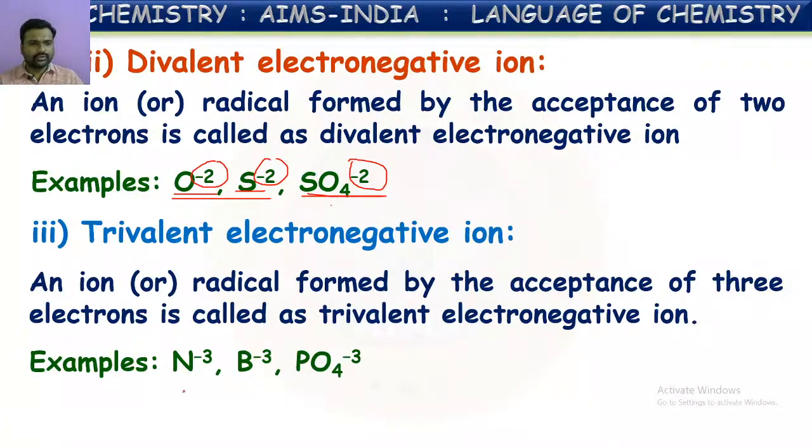And here also, nitride ion and boride ion are monoatomic ions. Single atom, they are gaining 3 electrons. If you say phosphate ion, it is the ion which is formed by a group of atoms and they have gained 3 extra electrons. That we can say polyatomic electronegative ion.